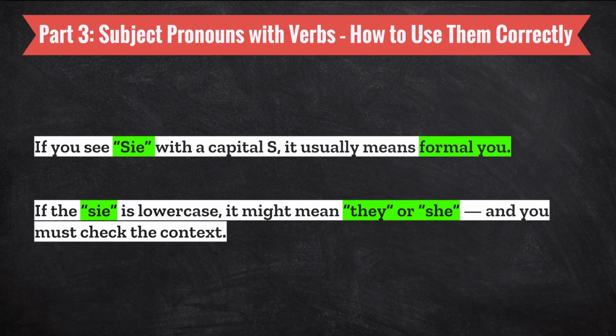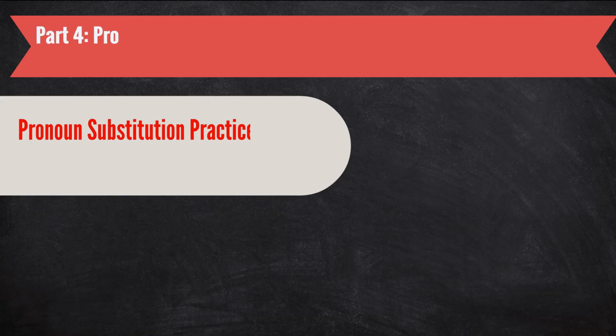If you see Sie with a capital S, it usually means formal you. And if sie is in lowercase, it might mean either they or she, and you must check the context. These verb endings are very important when you speak in German. Whenever you learn a new verb, you must learn how it changes with each subject.